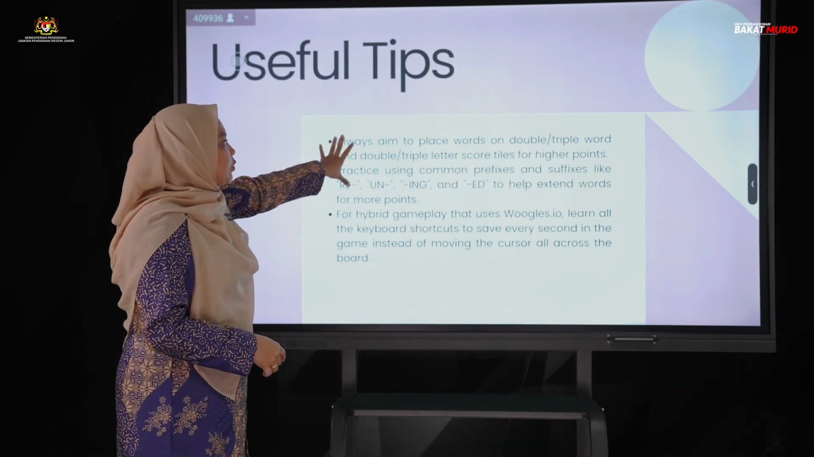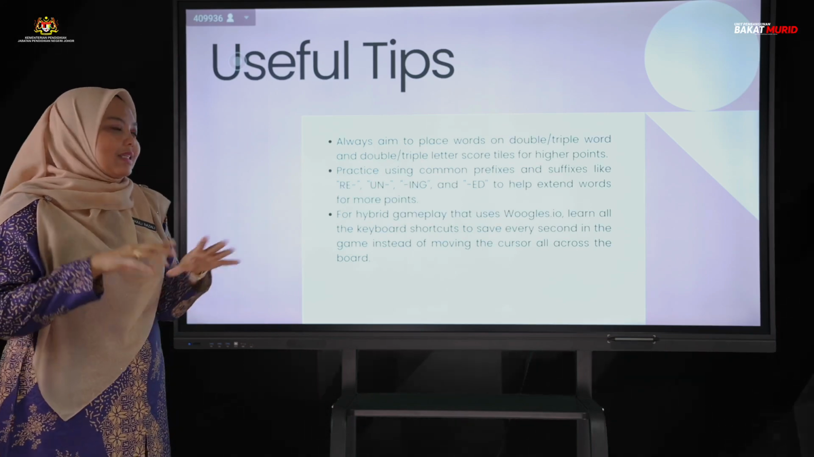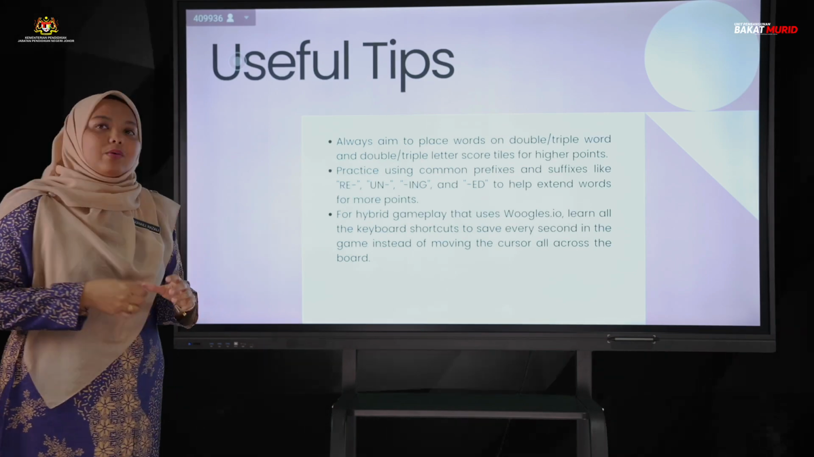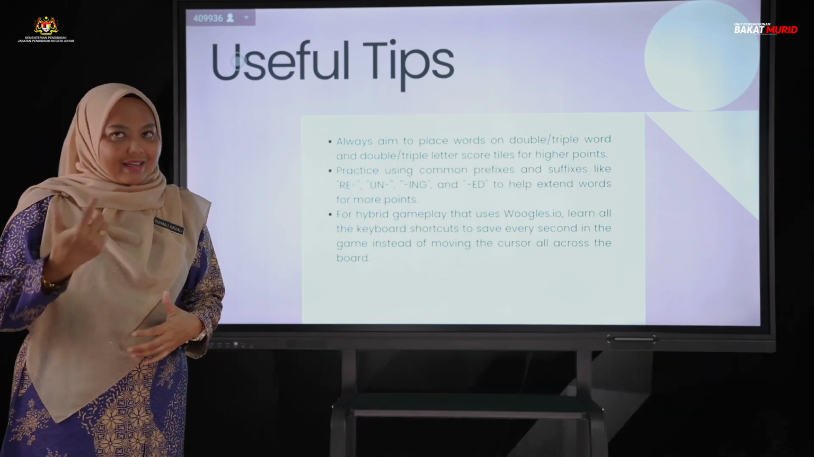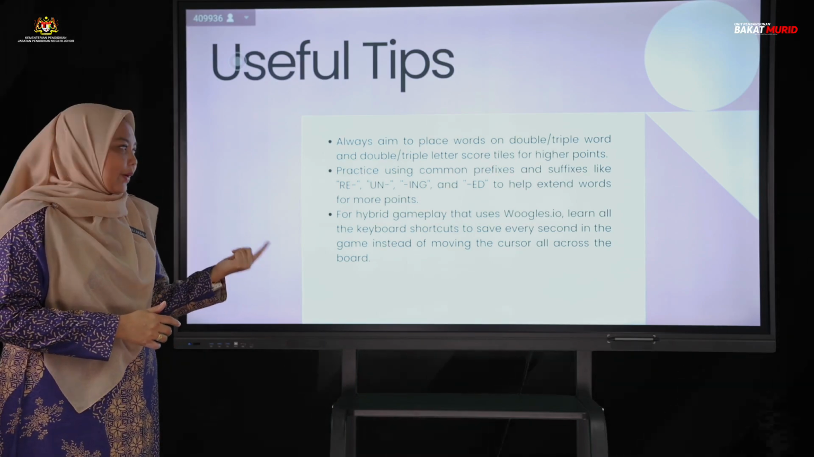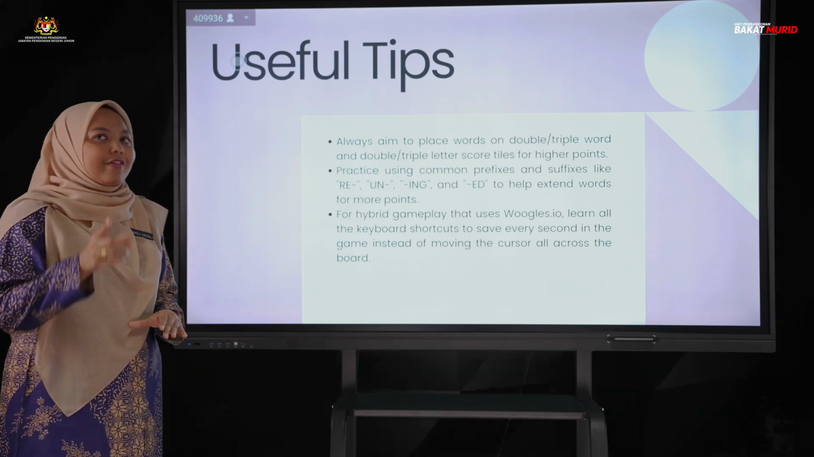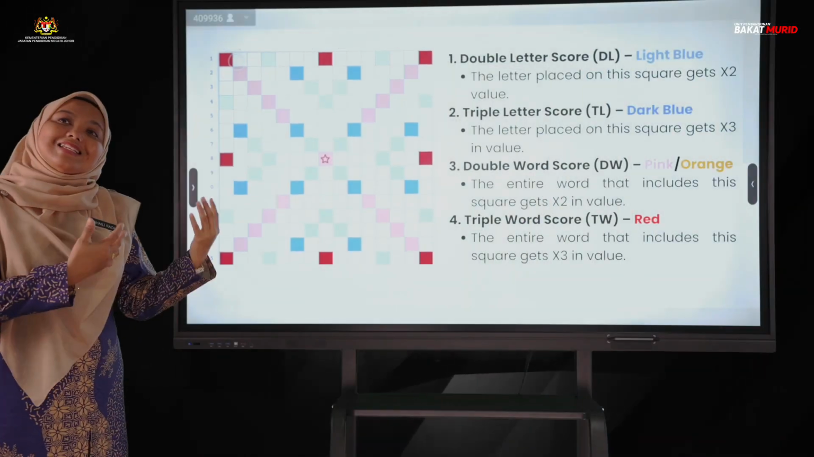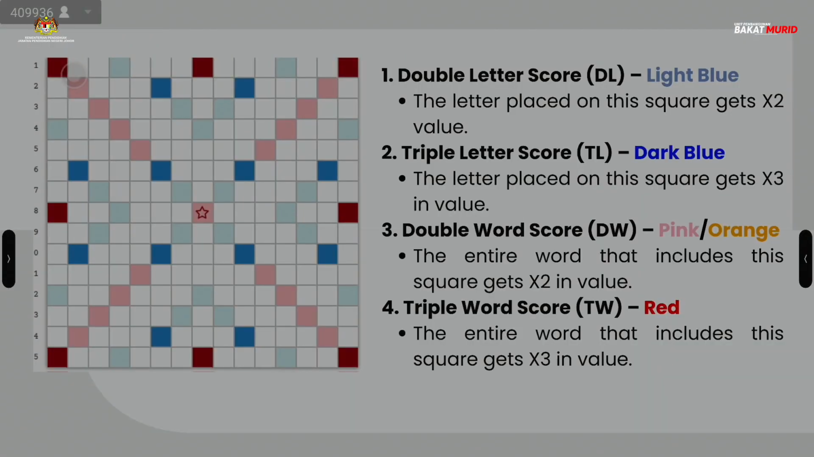Make sure to always aim to place words on double or triple squares, as you can see on the board. And also practice using RE, UN, ING, and ED. Alright, for hybrid gameplay that uses Google.io, please learn all the keyboard shortcuts to save every second in the game instead of moving the cursor. Okay, this is an example of the layout in Google.io, which is mostly the same as the board.